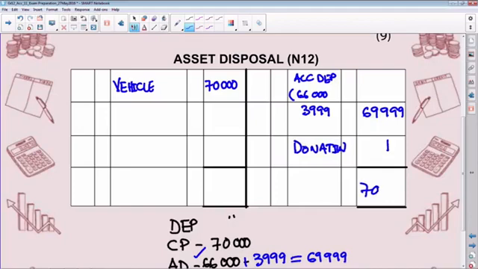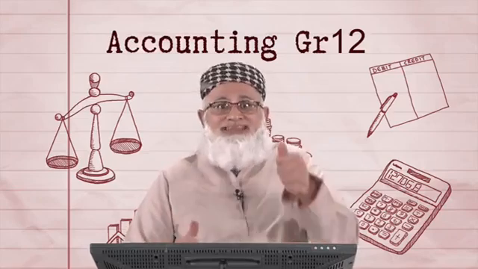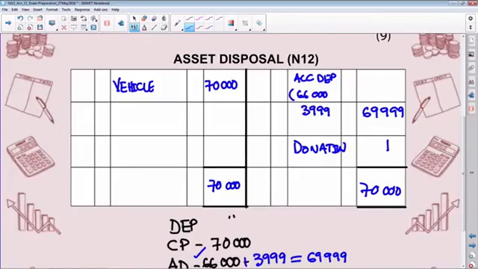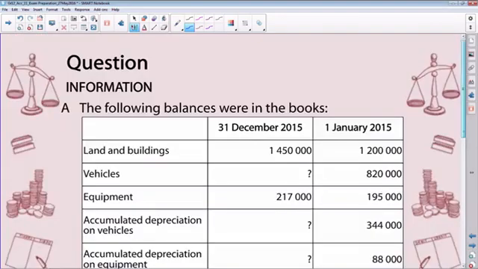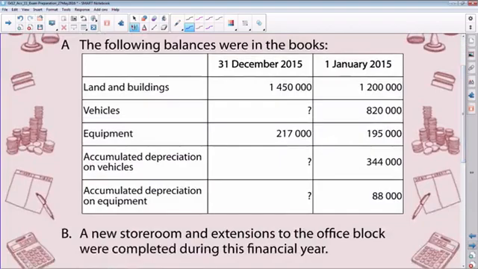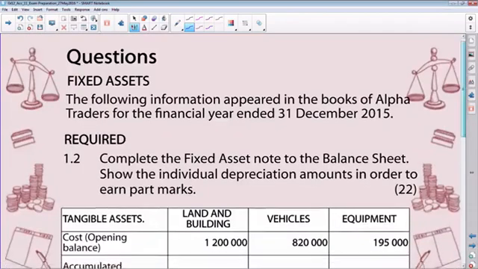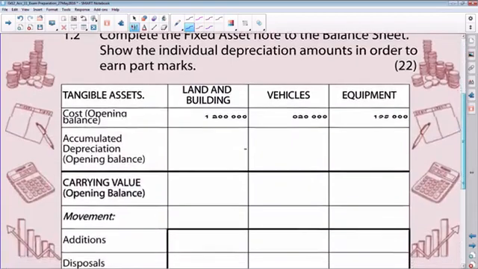And yes, the asset disposal account would then obviously close off, because that was the purpose. Your purpose of an asset disposal account is to ascertain the profit or the loss on the sale of the asset, and then obviously you would take that into consideration, and you would also then be able to complete your note number 3. So that's what your asset disposal account looks like. Okay, carrying on now, there's my information once again, and now I'm expected to do this note to my balance sheet.